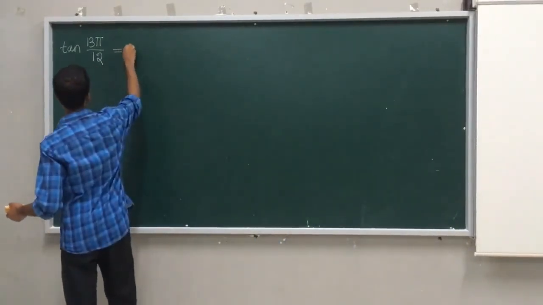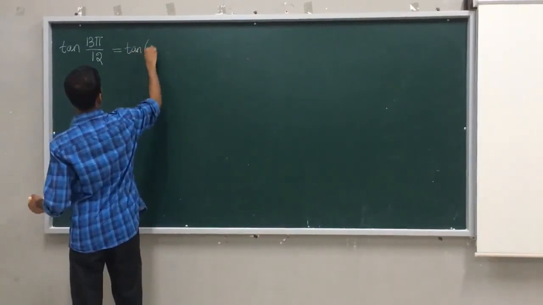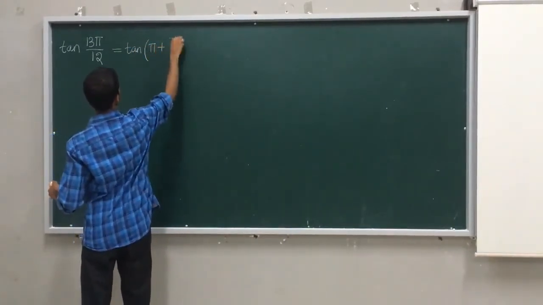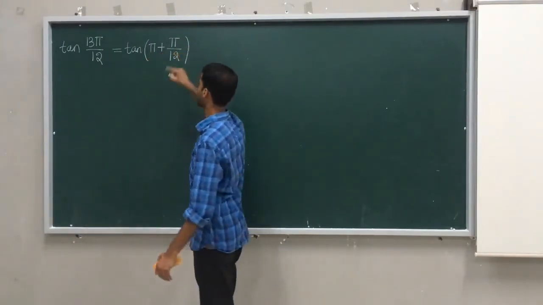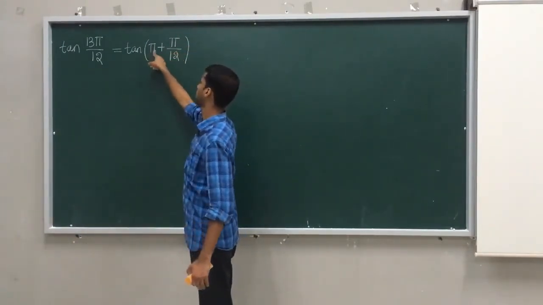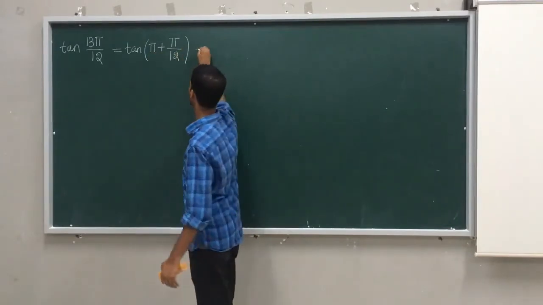I write this as tan of pi plus pi by 12, because 12 pi plus pi is 13 pi by 12. Now it looks like tan of 180 plus. It is tan pi by 12.